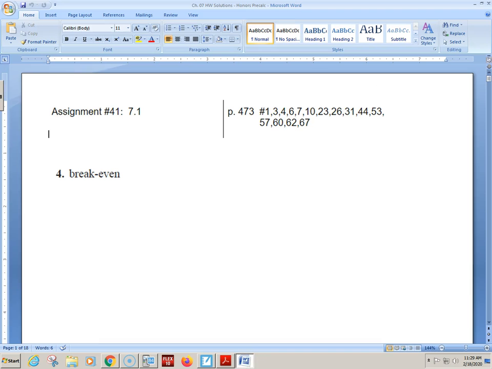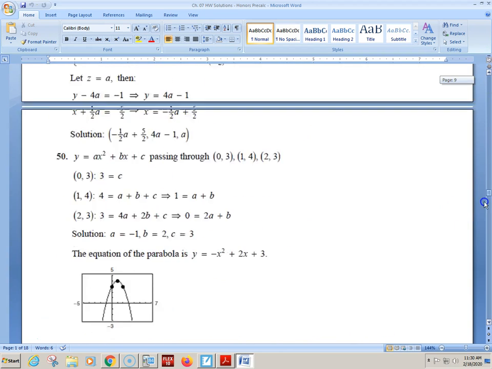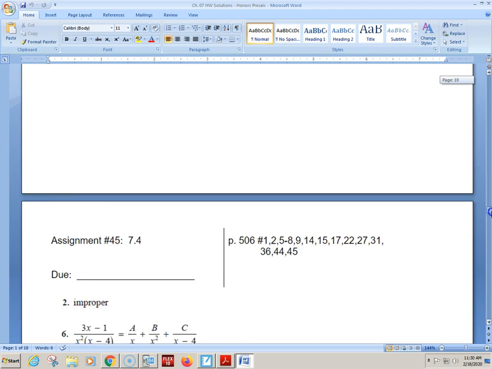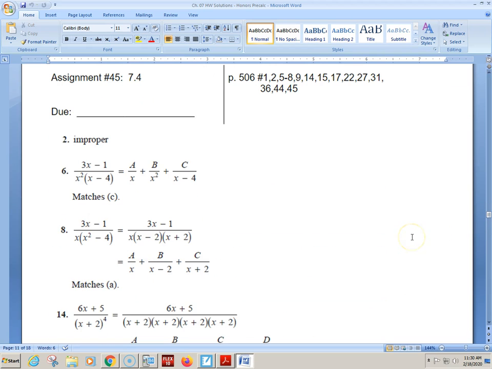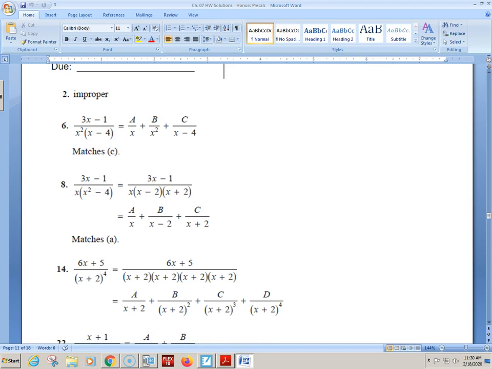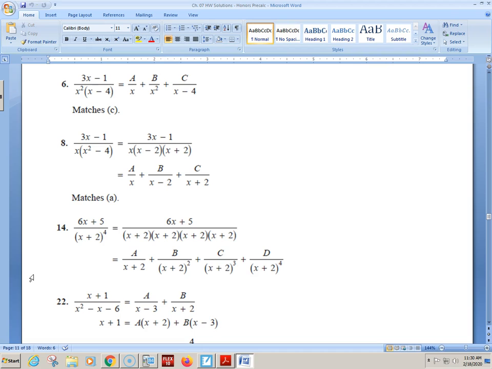You guys are trying to find things to shade with, and we are trying to grade 7.4 and see where partial fractions got tricky, if they did. So 7.4, partial fractions, the A's, the B's, the C's, I see them. Here we go. Number 2 is improper. Number 6 is C. Number 8 is A. Number 14 is pause. Could the test have questions where you just have to set it up?